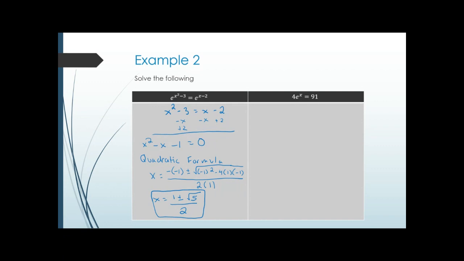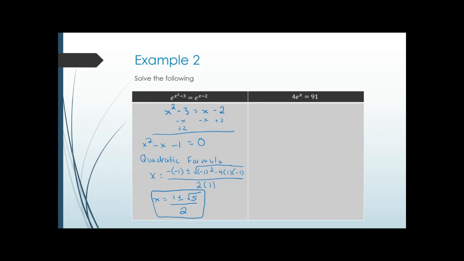Now the second one here, I have 4e to the x equals 91. We cannot use the one-to-one property here because there's no way to write 91 to a power of e. It won't happen because e is not a whole number. It goes on forever. So it's not easy to write things in the form of e. So we have to use the inverse property.